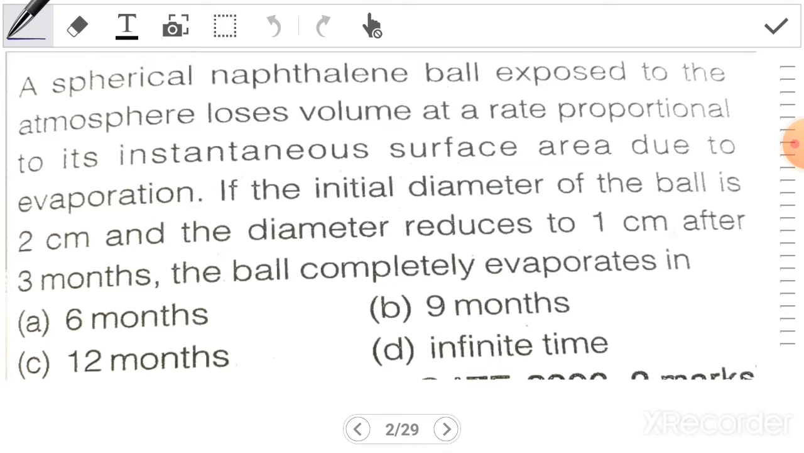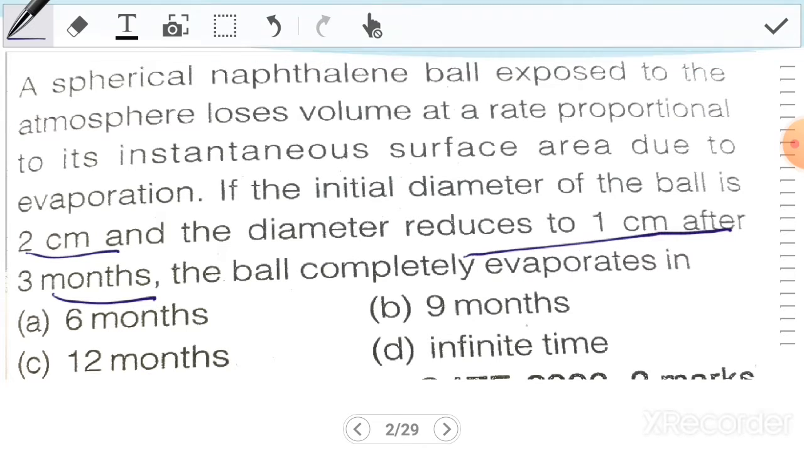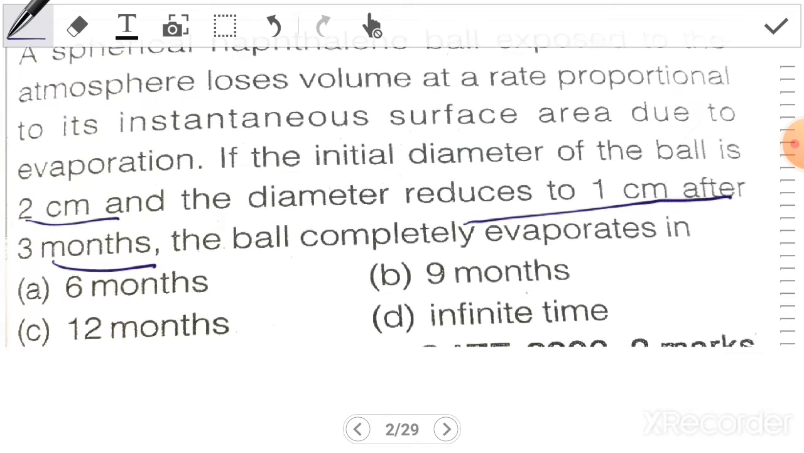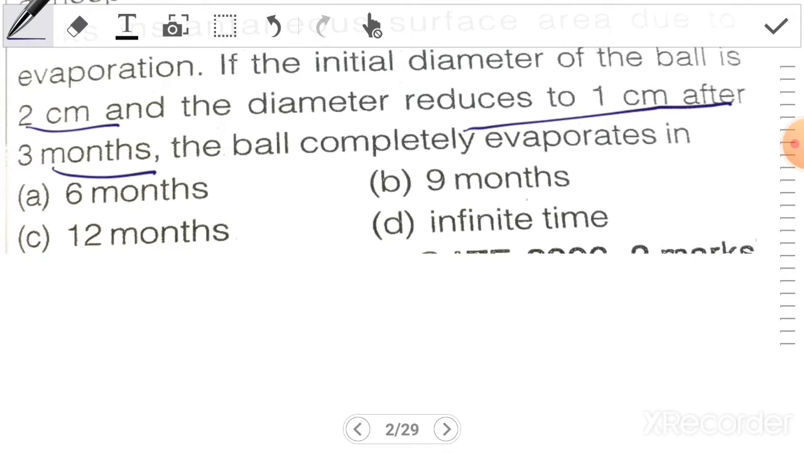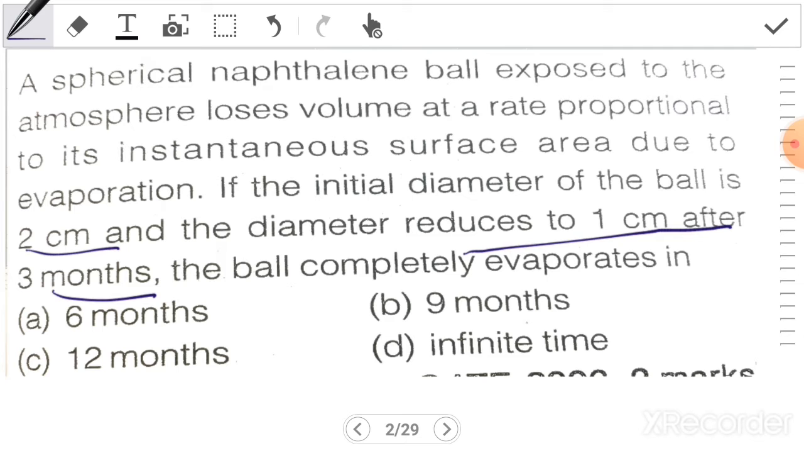A spherical naphthalene ball exposed to the atmosphere loses volume at a rate proportional to its instantaneous surface area due to evaporation. If the initial diameter of the ball is 2 cm and the diameter reduces to 1 cm after 3 months, the ball completely evaporates in. So that means we can use the law of decay here.